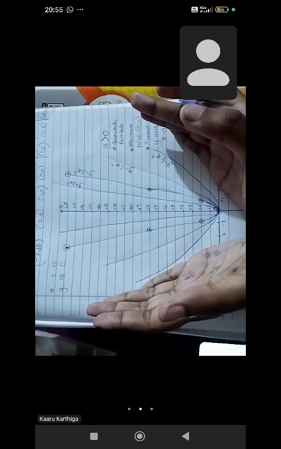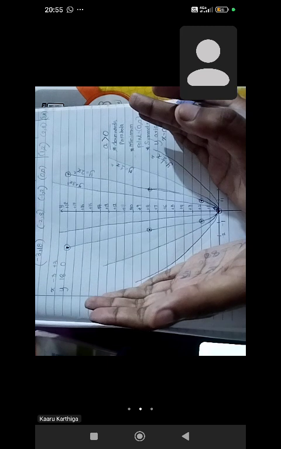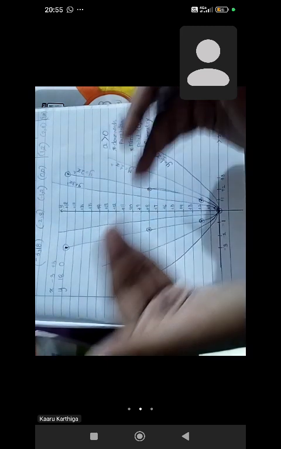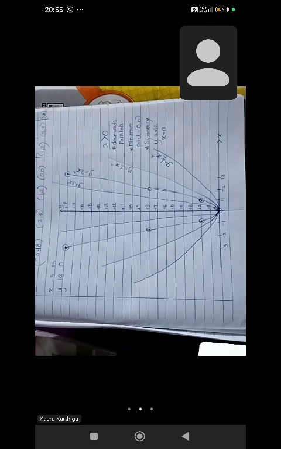This way, if the a value increasing, the graph will come inwards. This is the thing. Can you understand this?